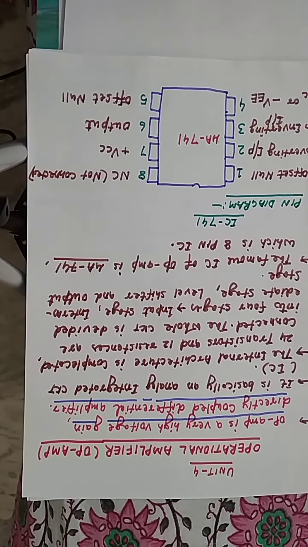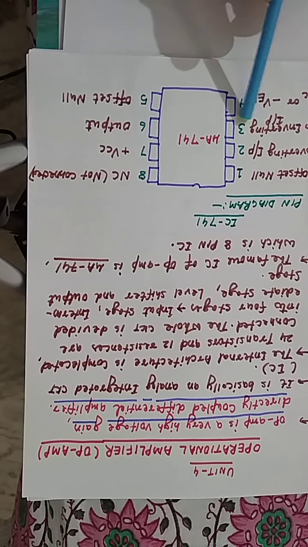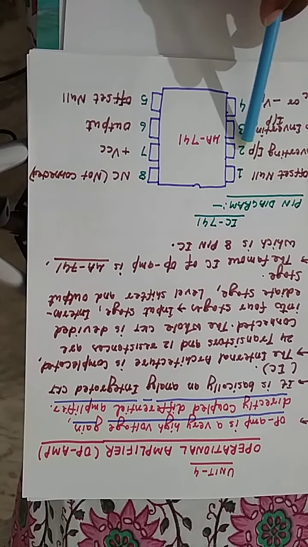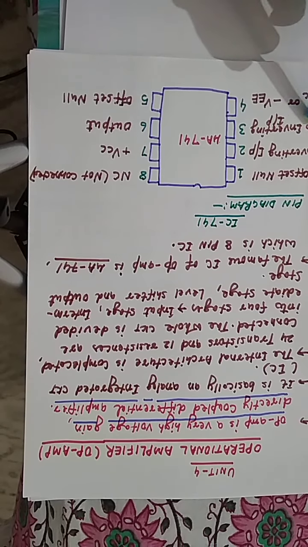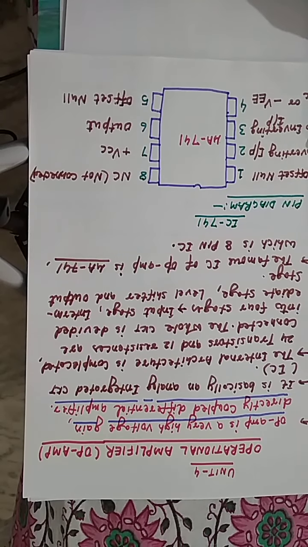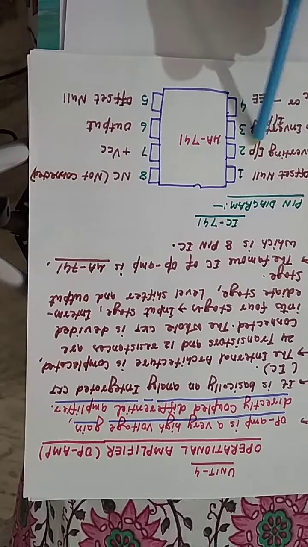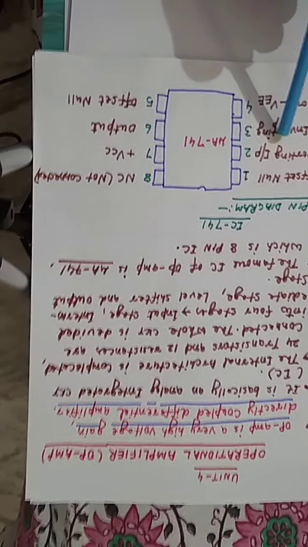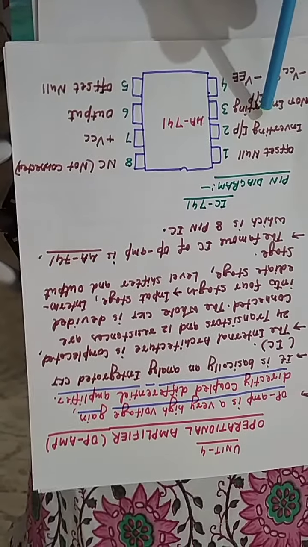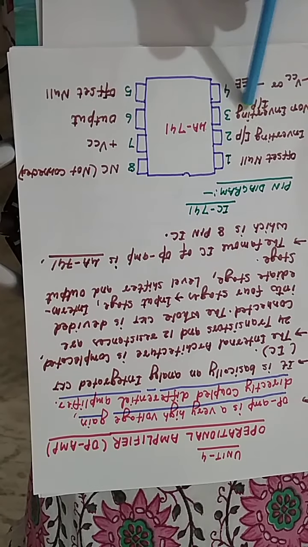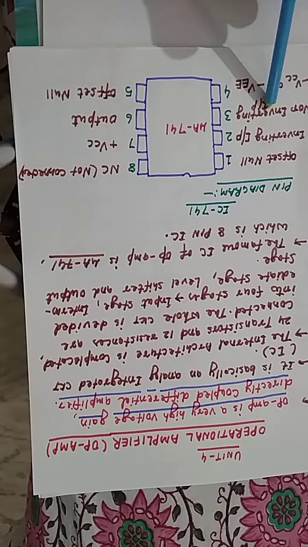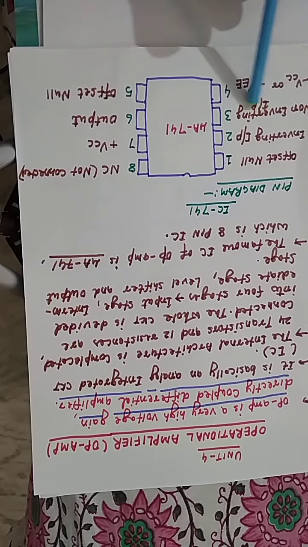Now 2 and 3 are the input pins. The second pin is called the inverting input and the third pin is called the non-inverting input. The inverting input means minus input and the non-inverting input means plus input. Okay guys, this is the minus input and this is the plus input.